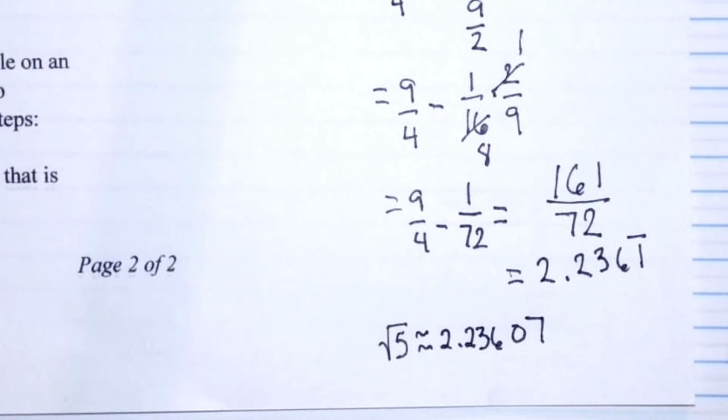And then I also used a calculator to give me an approximation for the square root of 5, and I got about 2.23607. So we are correct up to 3 places after the decimal point. So with just 2 iterations, we're doing pretty well.